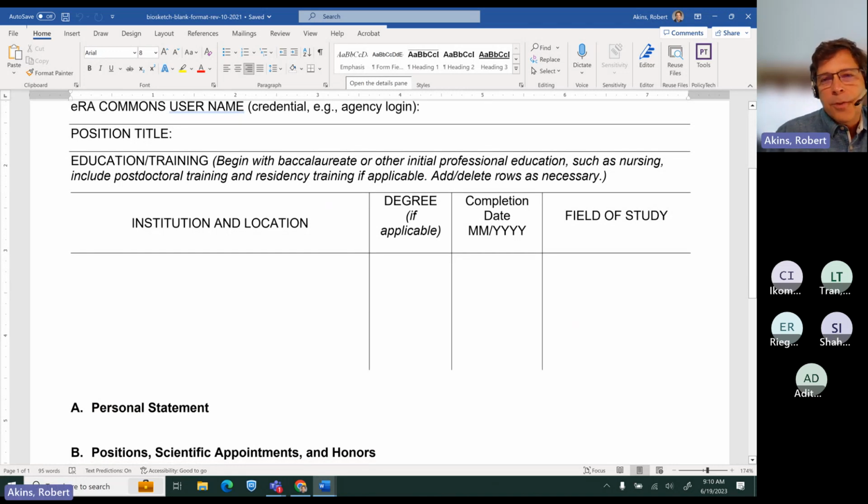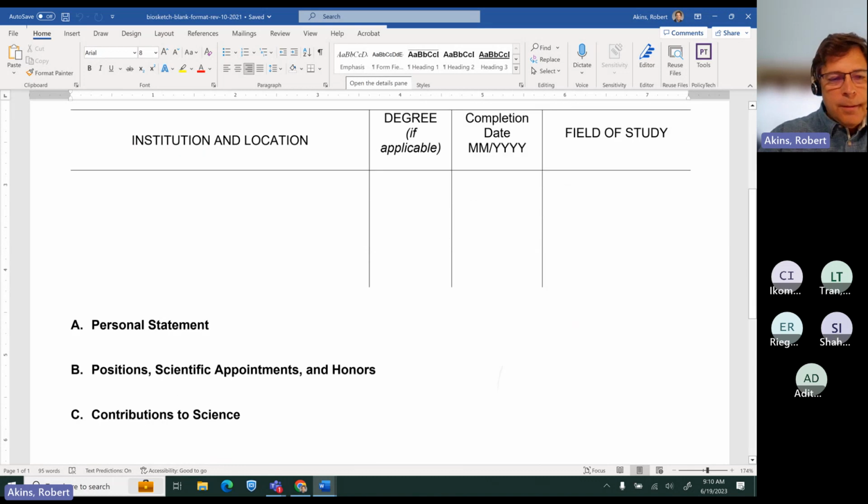Then, and I'll show you some examples of these, where you trained, and this is professional training in postdoctoral and residency. Once you become kind of more of a real person, that goes below, right? So there's positions below in section B. The personal statement we'll talk a lot about.